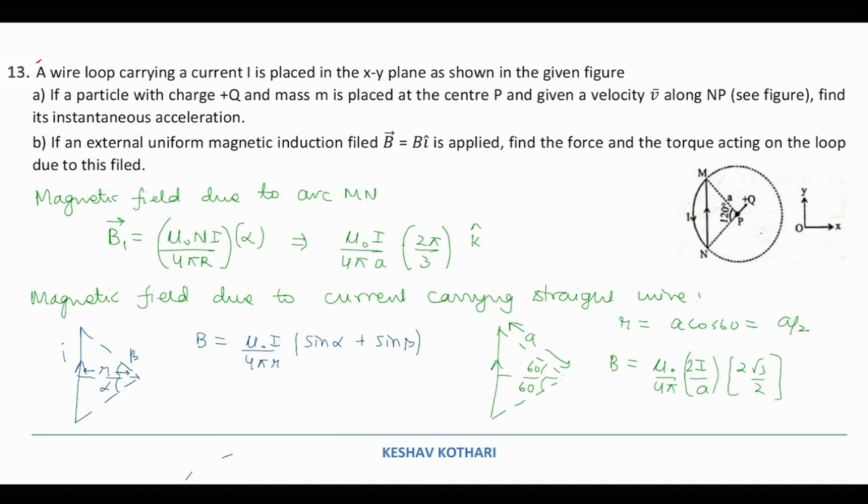If we look at this aspect, we find that the magnetic field due to the current carrying straight wire MN is directed into the plane of the screen, and hence we assign a minus k cap direction to this magnetic field, which we call B2 vector. After the calculation of both the magnetic fields, we calculate the net magnetic field. The net magnetic field can be calculated as the vector sum of B1 and B2.